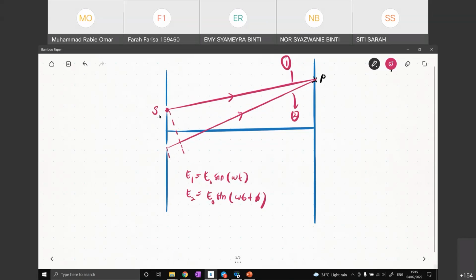With reference to the light ray coming from S1, the source number 1, for wave number 2, there will be an extra distance travelled. Assuming that light ray number 1 is parallel to light ray number 2, here this is our delta, which is the path difference. In order to know this, you have to do the calculation. The phase difference is actually 2 pi over lambda times the path difference. So you have to refer back to our previous lecture.